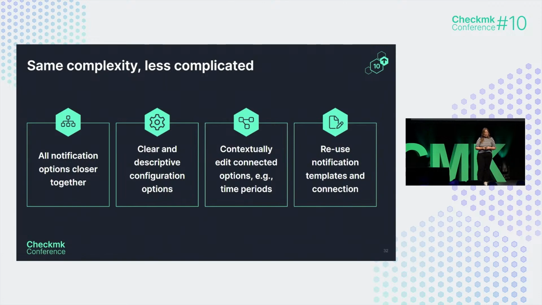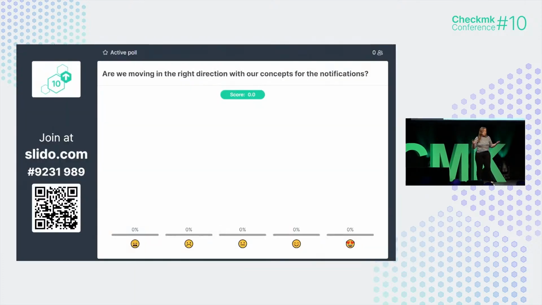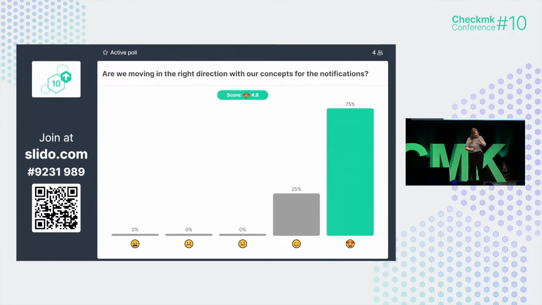The title of the talk is You Will Love Notifications in 2.4. So, of course, as a UX designer, I want to know from you, what do you actually think about those ideas that I've just presented to you? Are we generally moving in the right direction with our concepts for the notifications? It's not about the details, they will change for sure. There will be some stuff added, some things will be discarded, but what we just presented, is this generally the right direction?